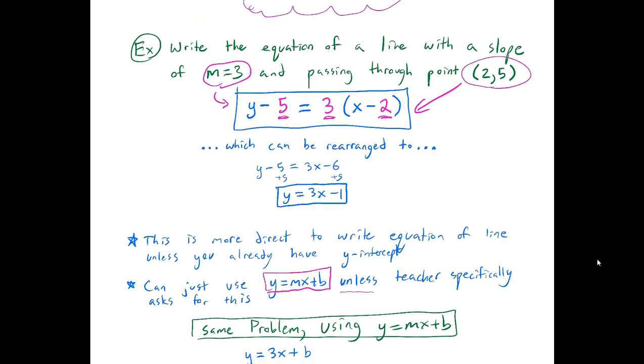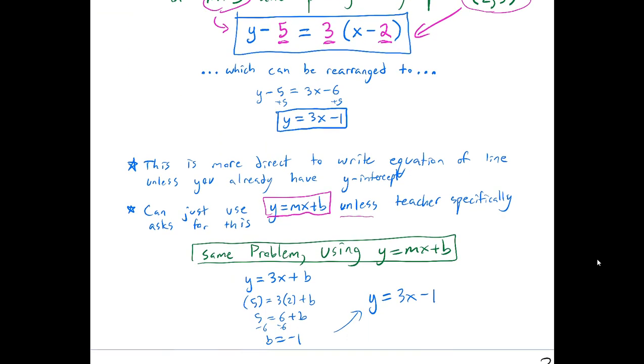So again, you could do that same problem just with y equals mx plus b, which I did here. I said, well, I know the slope is 3. I plug the point into the equation with the slope. We solve for b, and we get b is negative 1. Then you just plug it in. We got the same thing, right? We got the same thing as up here.